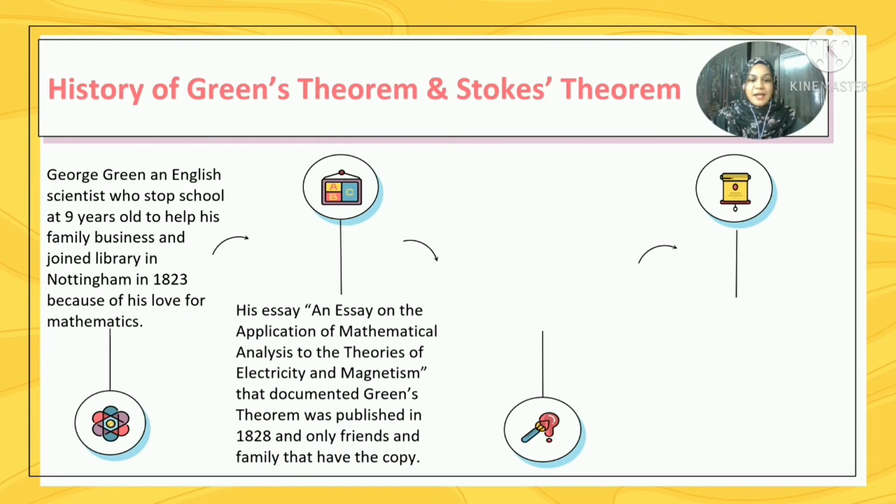His essay, An Essay on the Application of Mathematical Analysis to the Theories of Electricity and Magnetism, that documented Green's theorem, was privately published in 1828. Only 100 copies were printed, and most of the copies were given to his family and his friends.